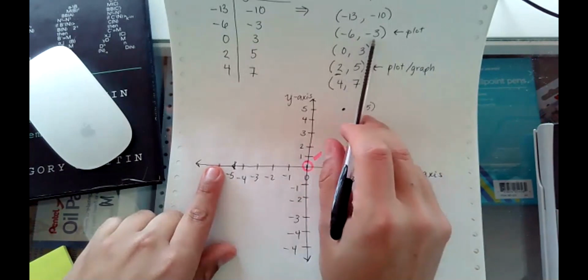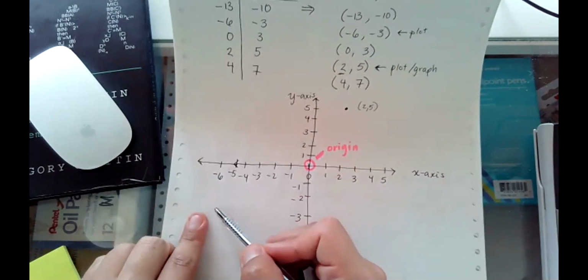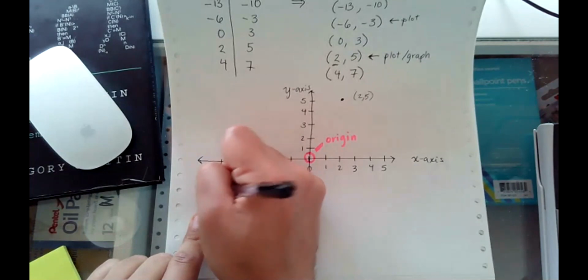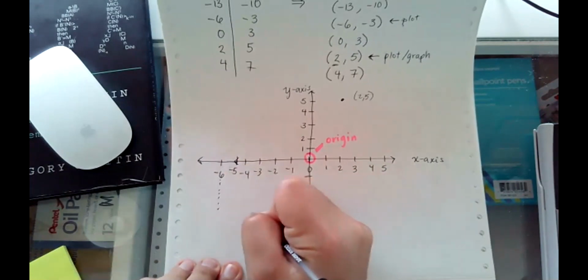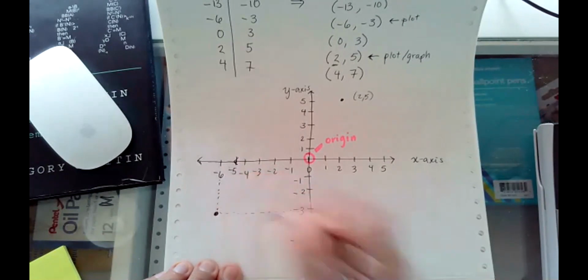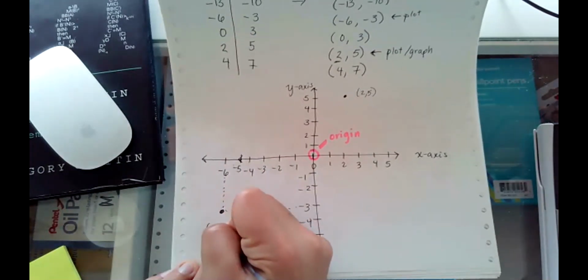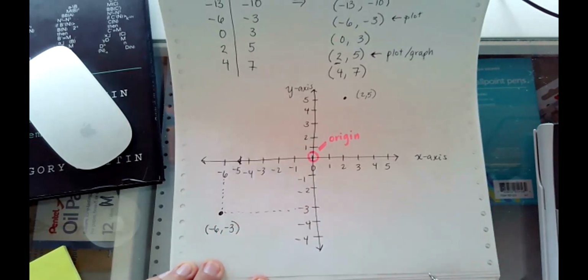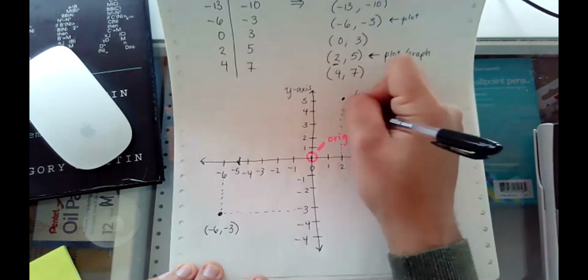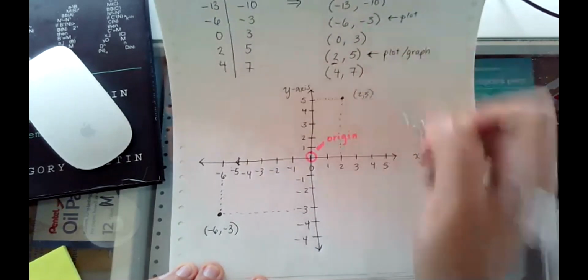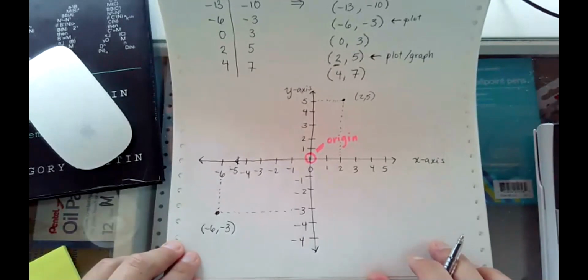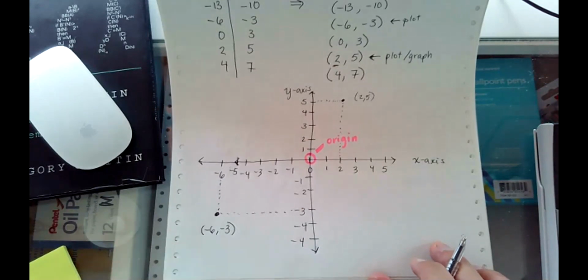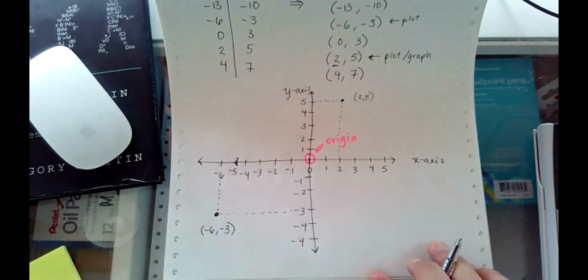And then this says -3. So I should be going down 3 units. Okay. So where -6 and -3 intersect, that's where I should be putting my dot. And that is -6, -3. You guys okay with that? And you can draw little dash lines just to guide you to the approximate location. Okay, is any of that crazy? Or do you guys have any questions?